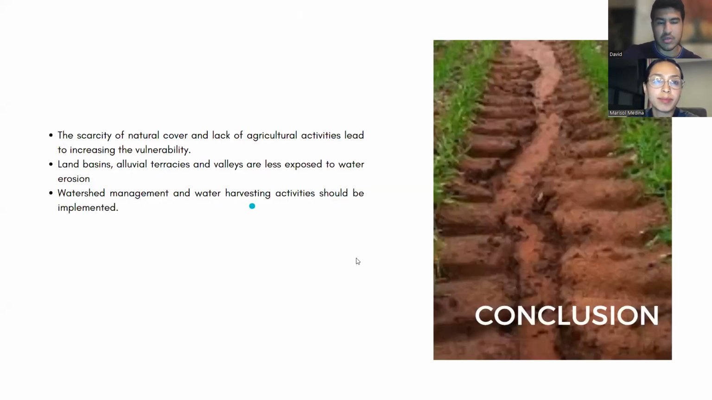And well, basically, the conclusions are that the scarcity of natural cover and lack of agricultural activities lead to a bigger vulnerability to soil erosion, and basins, alluvial terraces, and valleys are less exposed to water erosion because of the previously said. With this in mind, we can say that in case the government of Egypt wants to reduce its erosion problem, it should increase the ground cover of this area. And well, yeah, that's basically it.